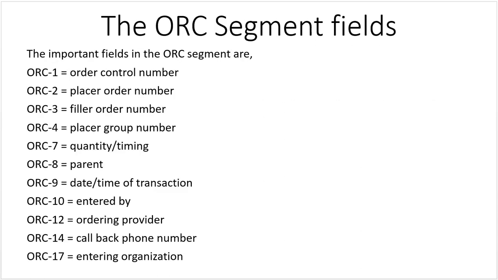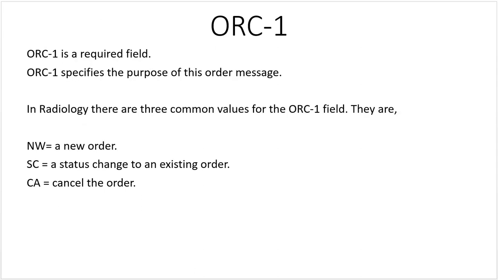And these are the important fields in the ORC segment. So ORC1 is the order control number, 2 is the placer order number, 3 is the filler order number, 4 is the placer order group. And these 2, 3, and 4 are all related to IHE. And again, we're just touching on IHE so you start to hear some of the terminology and get familiar with these words, and they'll start to make more sense when we get into the IHE part of the course. ORC7 is quantity and timing, ORC8 is parent, ORC9 date time of transaction, 10 entered by, 12 ordering provider, 14 callback phone number, 17 entering organization. And let's work through those fields now.